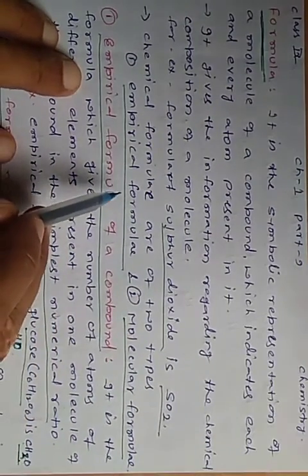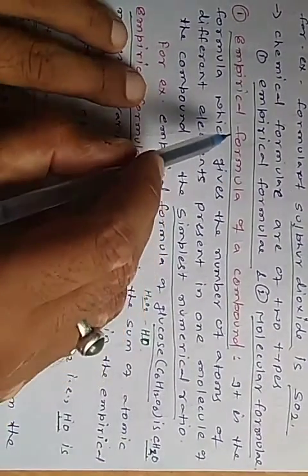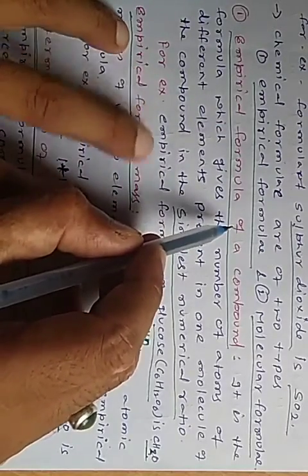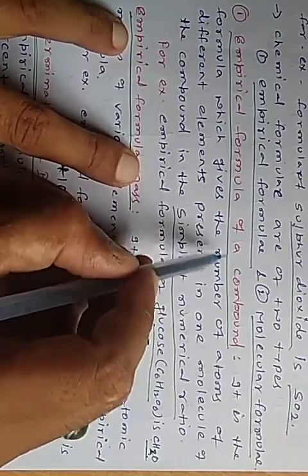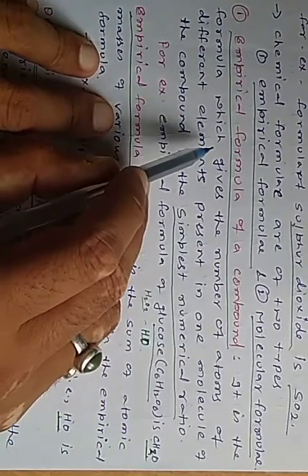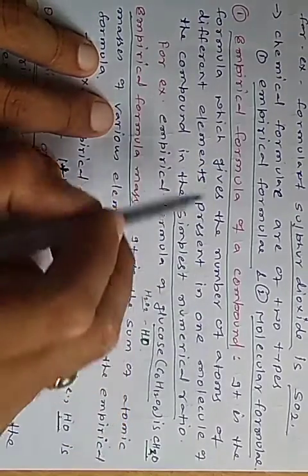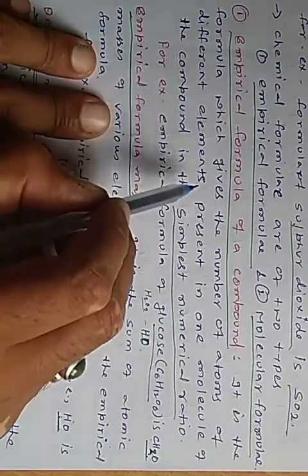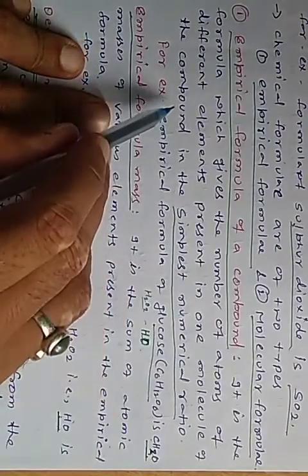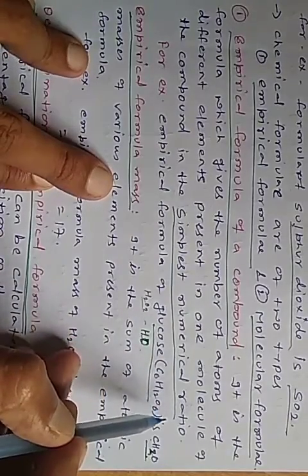Now chemical formulae are of two types. Number one, empirical formulae, and number two, molecular formulae. So first, the empirical formula of a compound. What is the empirical formula? Empirical formula is also a formula which gives the number of atoms of different elements present in one molecule of the compound in the simplest numerical ratio.